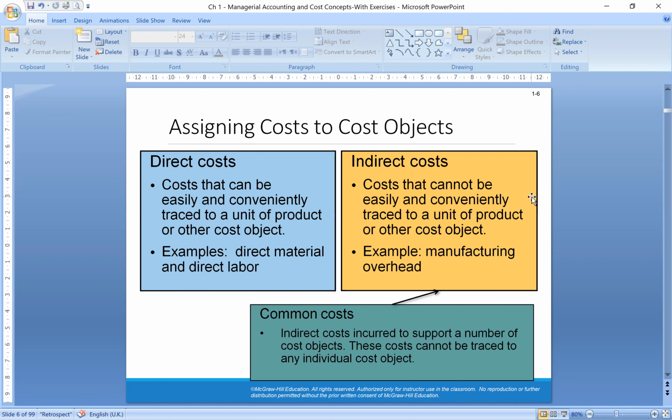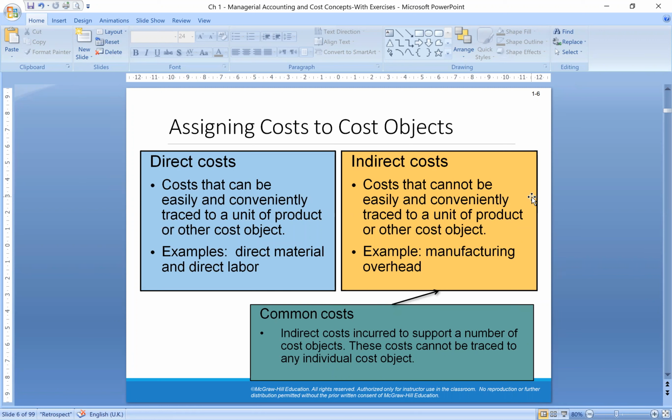But if we say that for manufacturing a table, we need some glue, the glue cannot be easily traced to the table. And the question again, what is exactly the amount of glue to be put in a table? It is not easy to measure that amount. So we call it indirect costs. Indirect costs are the costs that cannot be easily and conveniently traced to a unit of product or other cost object.